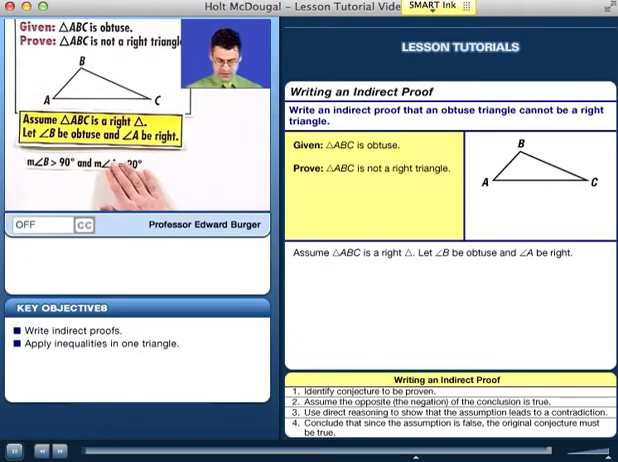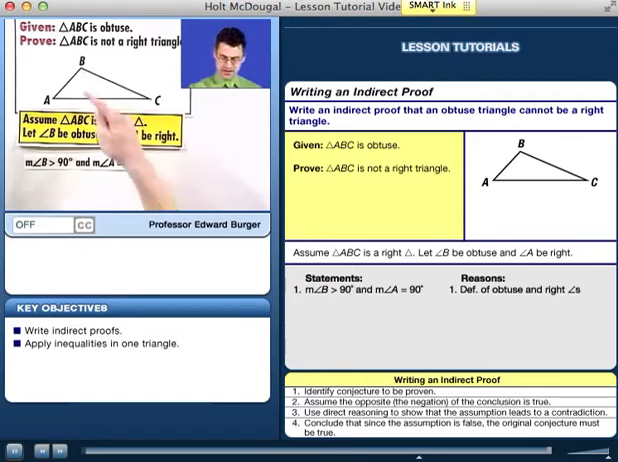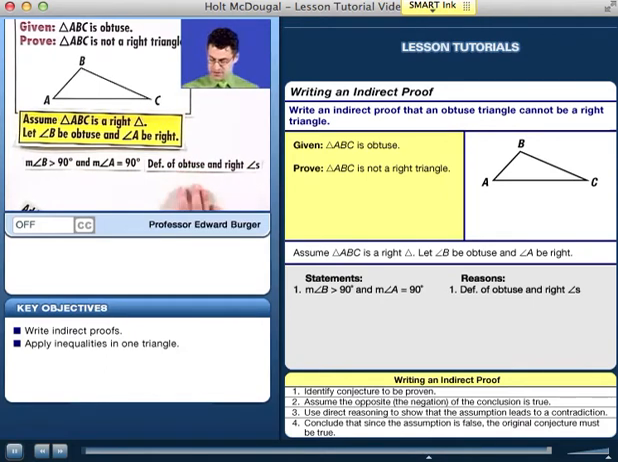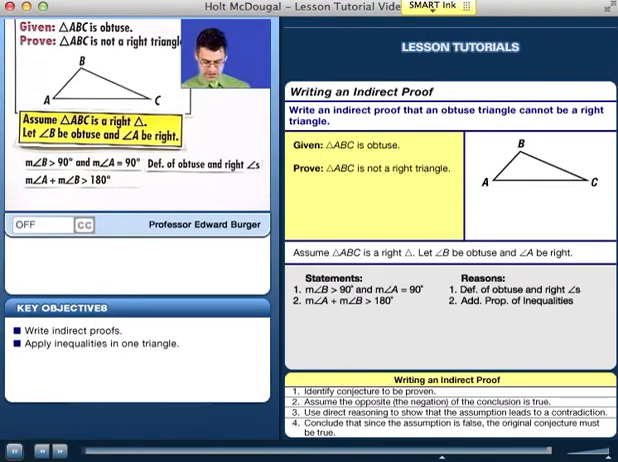The measure of angle B is greater than 90 degrees, and the measure of angle A is equal to 90 degrees. And this is just the definition of what it means to be an obtuse angle and what it means to be a right angle. So that's straightforward. If we take the measure of angle A and add it to the measure of angle B, we see we're going to get a measure that's greater than 180, because this is greater than 90 and this equals 90, so their sum has to be greater than 180 by the addition property of inequalities.